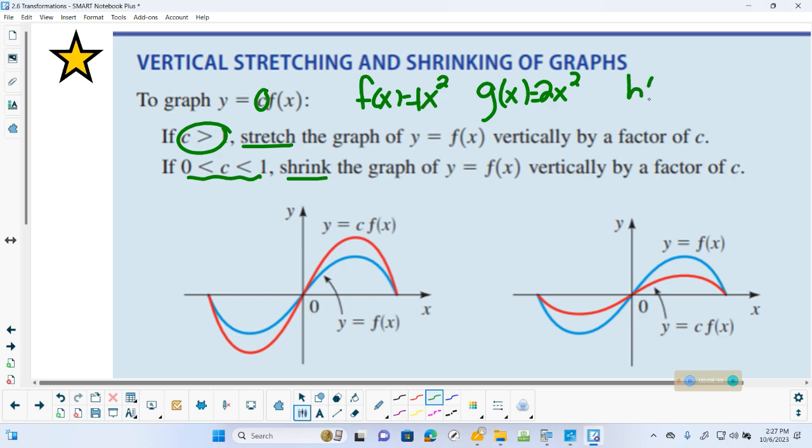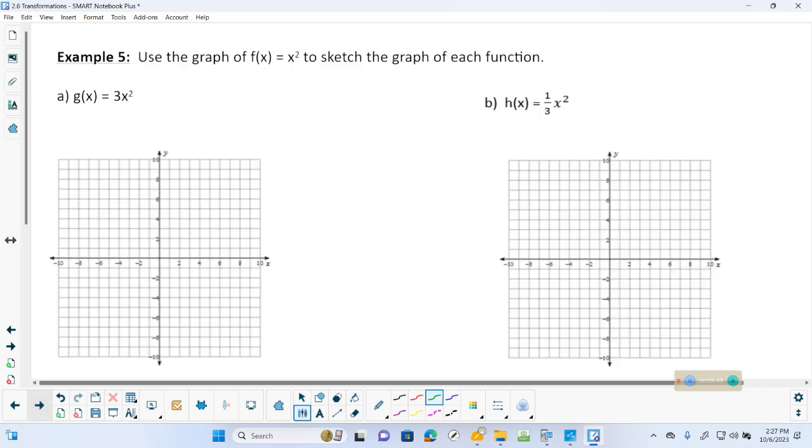If I were to make that a half x squared, now it's half as much. So the half would shrink it. So that's the next thing we're going to take a look at here. So flip the page, we're cruising around. Okay, use the graph of f of x = x squared to sketch the graph of the following.